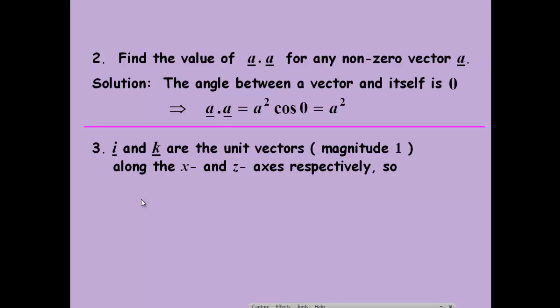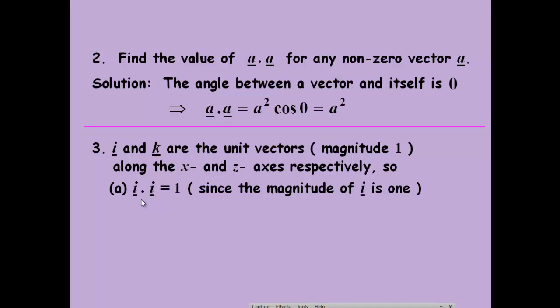Remember that i, k, along with j, which doesn't feature here, are unit vectors with a magnitude of 1. So i times i has to equal 1. So i times k will equal 0 because theta would be 90 degrees. And again, think about how those unit vectors work. Remember what we did in previous lessons. Think about how they go along the axes and what the angles between them must be. I'll talk a bit more about 2 and 3 in the lesson.